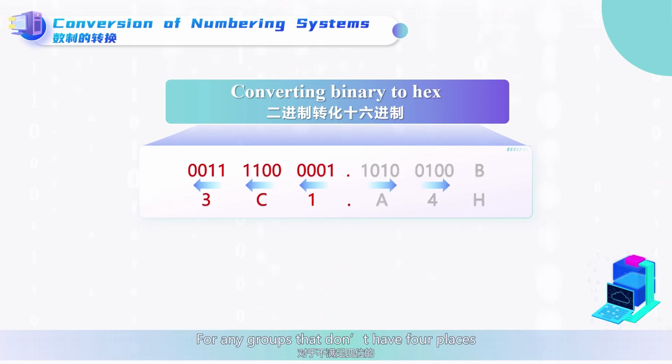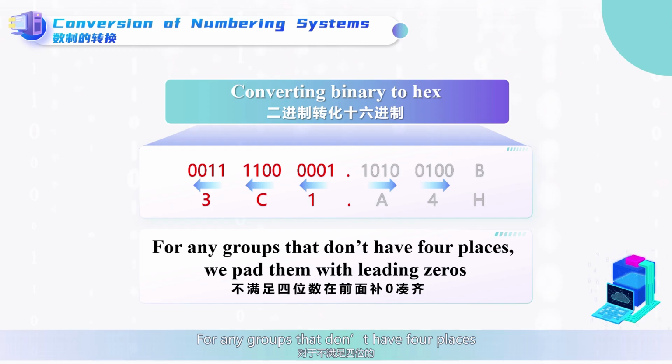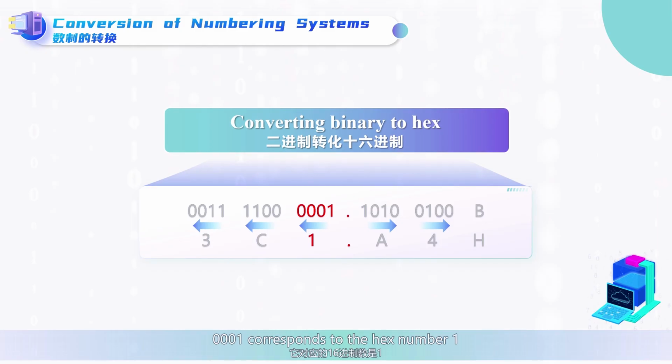For any groups that don't have 4 places, we'll pad them with leading zeros to make them a 4-place number. Looking at each group one by one, we can look up the corresponding hex values. 0001 corresponds to the hex number 1.